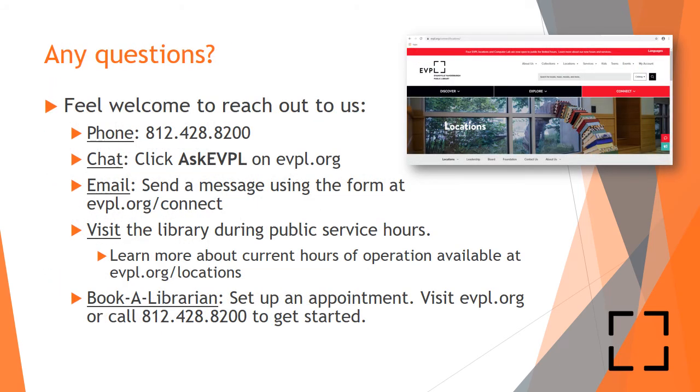If you have questions, feel free to reach out to us here at EVPL. You can call us at 812-428-8200. You can click the Ask EVPL button on evpl.org. Just look for the little red pop-up comment cloud. It'll be on the right side of every page on evpl.org. You can shoot us an email by going to evpl.org/connect and sending your message to the appropriate departments.